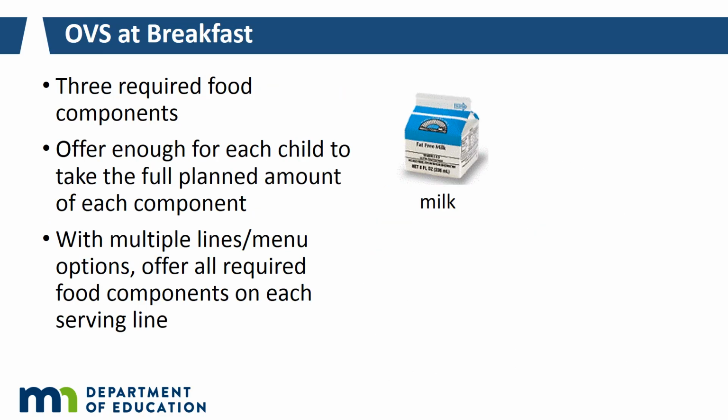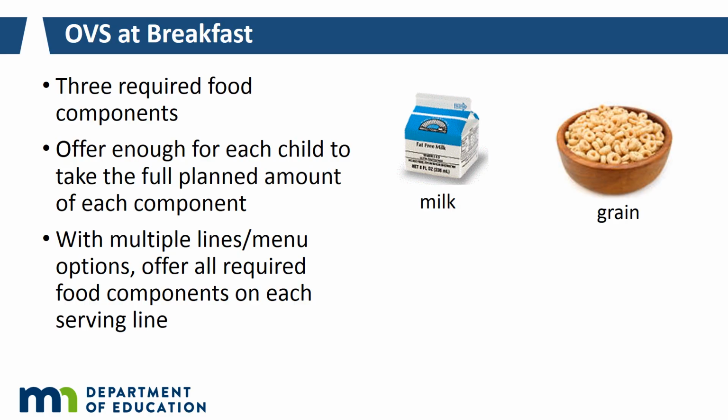Now that we know what offer versus serve is and why it's beneficial to implement it, let's talk about offer versus serve at breakfast. There are 3 required food components for breakfast: milk, grain, and fruit. All menus must be planned to include all required food components in the minimum required portion sizes, which we will look at a little more closely in a couple minutes.